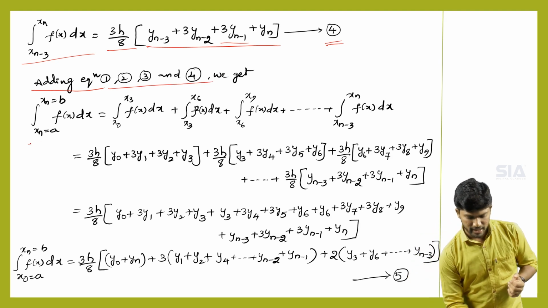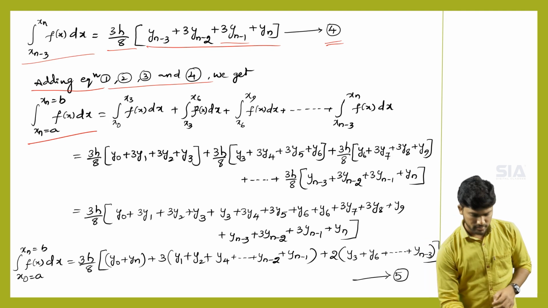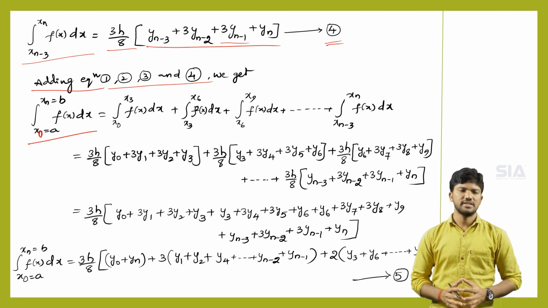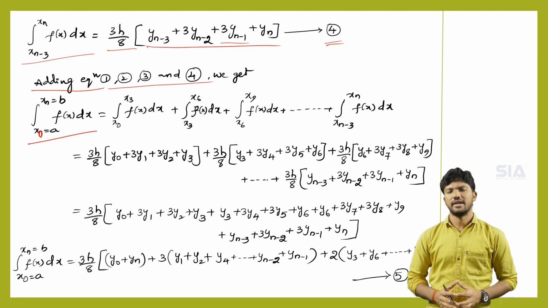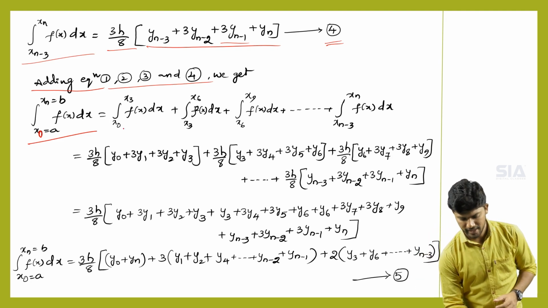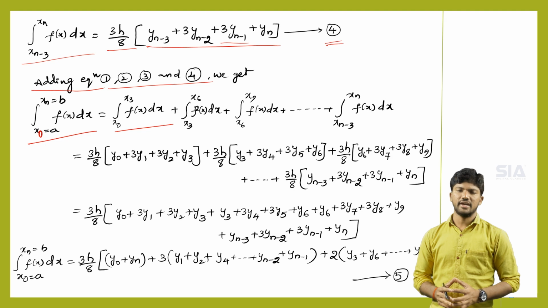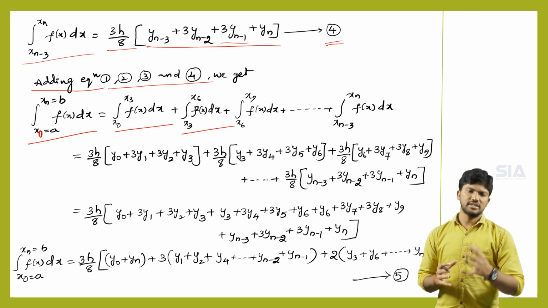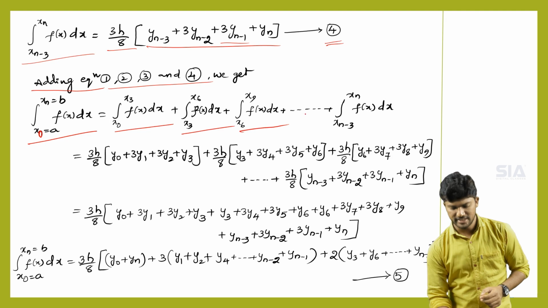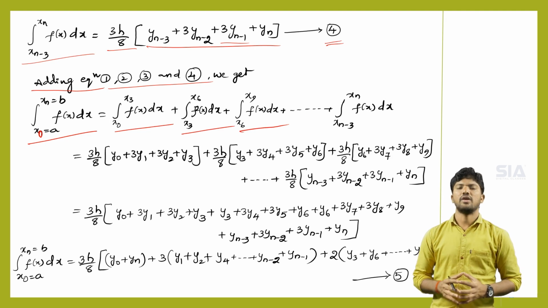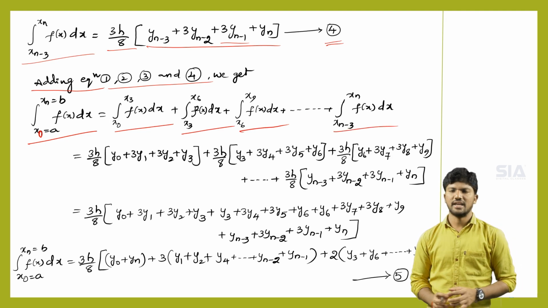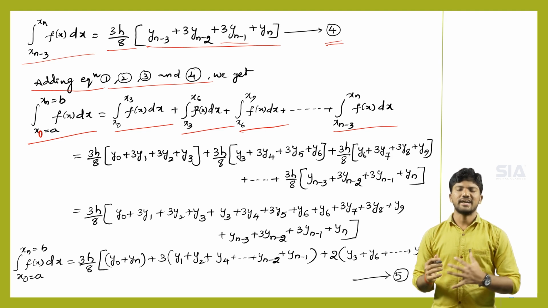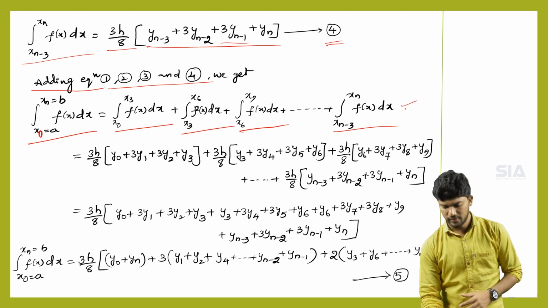Then we get integration from x naught equal to a to xn equal to b f of x dx is equal to x naught to x suffix 3 f of x dx plus integration over x suffix 3 to x suffix 6 f of x dx plus x suffix 6 to x suffix 9 f of x dx up to so on. This one is the last value. Now from equation 1, 2, 3, 4 substitute all the corresponding values in this equation.